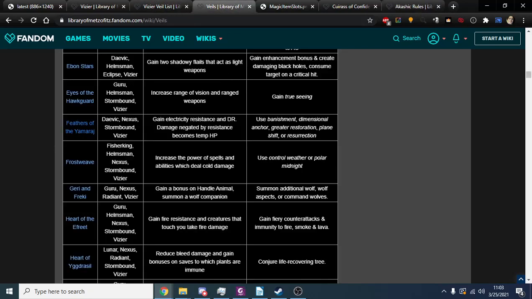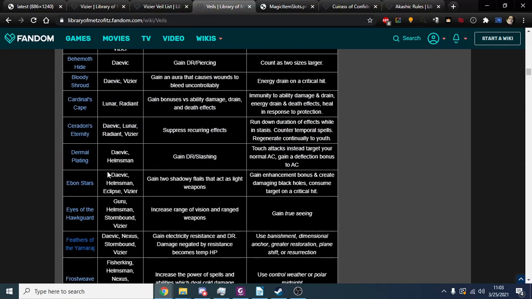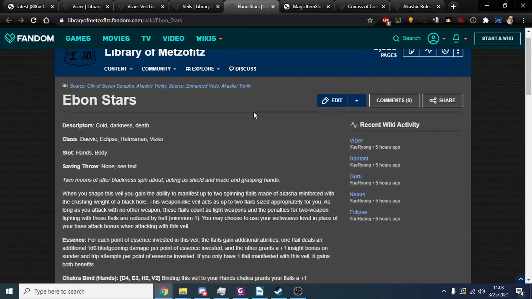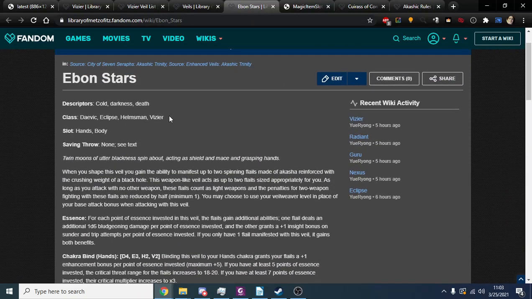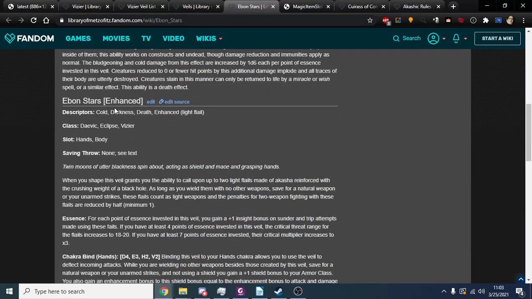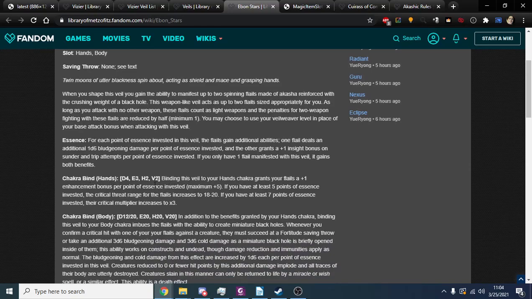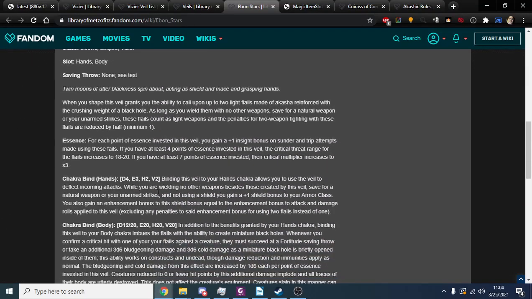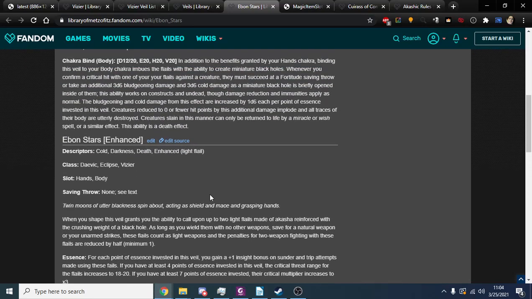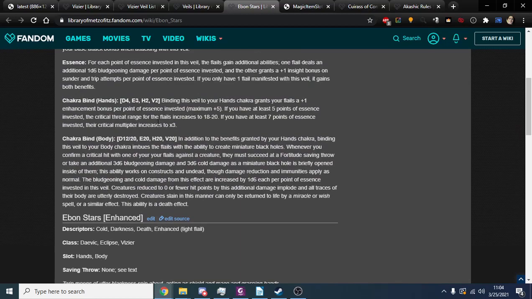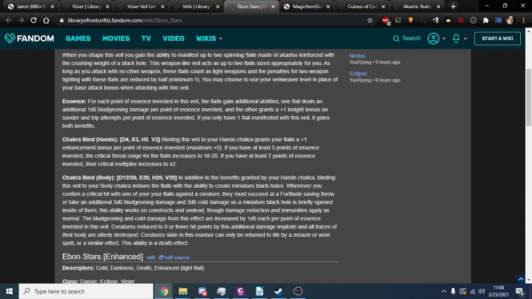So you can see here, if I go down and we'll just find a general one. Ebon Stars. Okay. So you can see here that there are two versions of Ebon Stars, the normal one and the enhanced version. Now, the normal version of Ebon Stars gives you a plus one enhancement bonus per point of essence invested as part of the hands bind. Whereas the hands bind for this one does not give you that ability, it has a different one. This is because as you put more essence into it, the veil gives you the ability to grant it enhancement bonuses. And a lot of other weapon-like veils also give you the ability to put weapon abilities like flaming or shocking burst, things like that, onto the weapons.